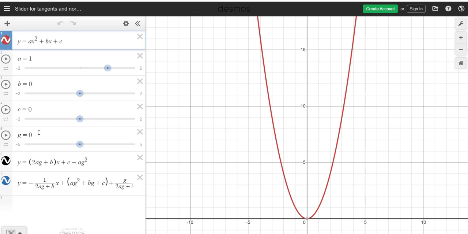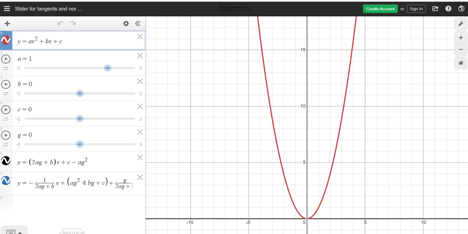And then I've done some background calculations, which you may consider later on when you're comfortable with this, to challenge yourself to try and set up the same thing. To work out that my linear function for the tangent will be y equals 2a times the x value plus b times x plus c minus ag squared. That actually determines my tangent for whatever a, b, c, and d are for this quadratic. And I've got my normal calculation as well.